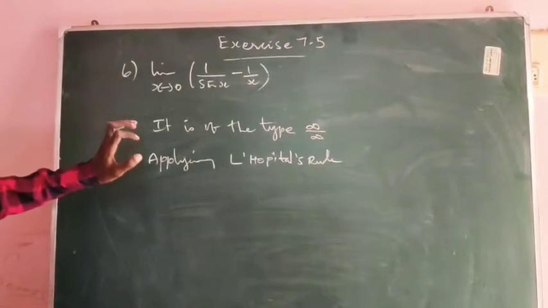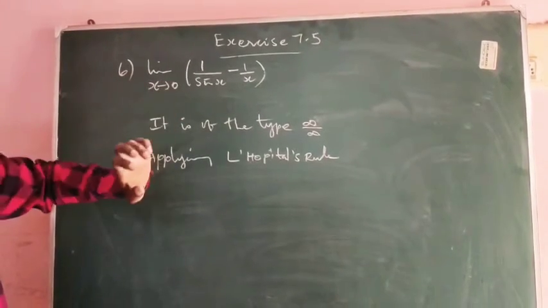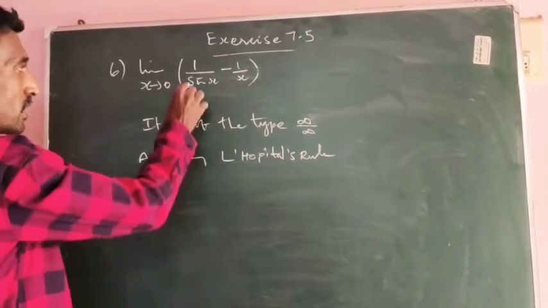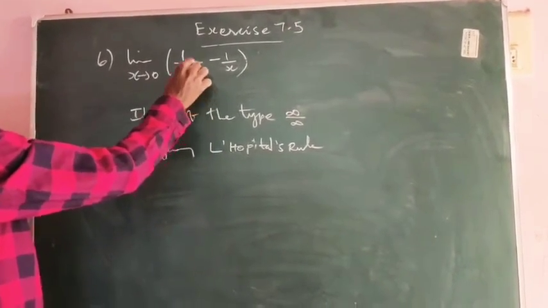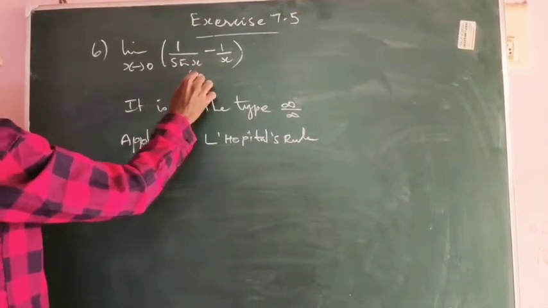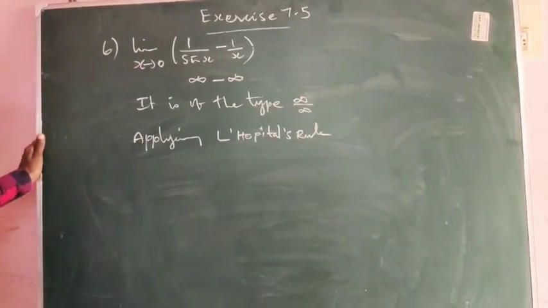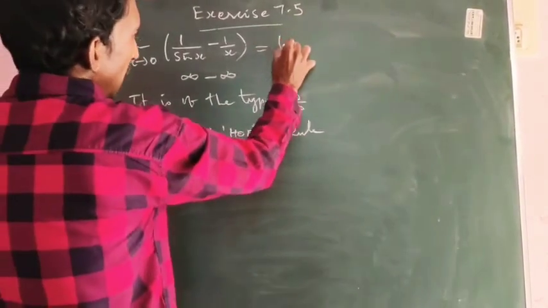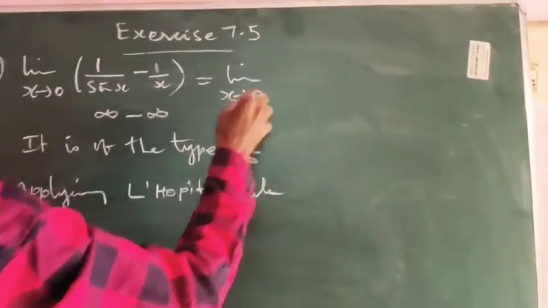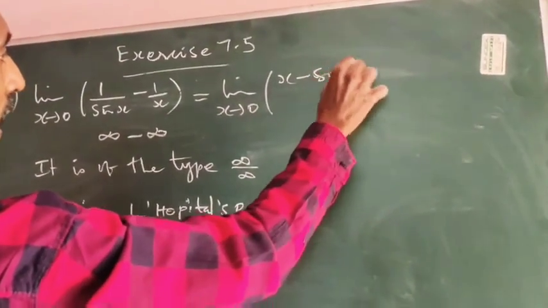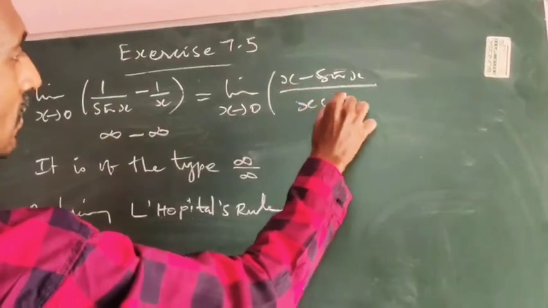Question number 6. Evaluate limit x tends to 0, 1 by sin x minus 1 by x. If you put x equal to 0, sin 0 is 0, 1 by 0 is infinity. So it is of the type infinity minus infinity. It is also an indeterminate form. So just rearrange the given expression. Take the LCM. It can be written as x minus sin x by x sin x.